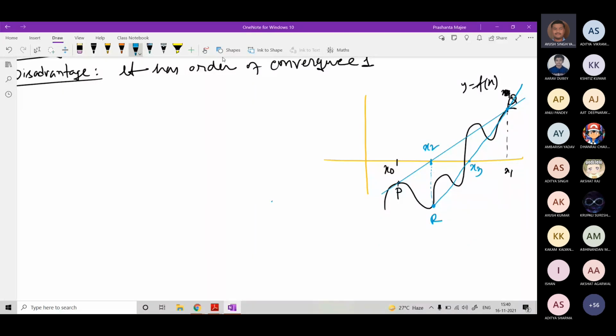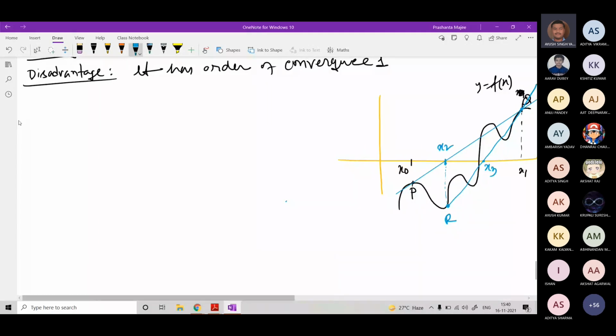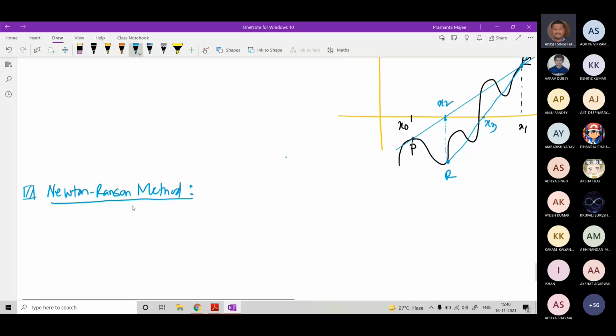Yes, sir. Okay, so that was the second method. The next method I am going to tell is the Newton-Raphson method. This is very easy to construct, and then I'll show you some examples. Newton-Raphson method, or simply Newton's method. This method is sometimes known as the method of tangent. Tangent will be drawn in this method.